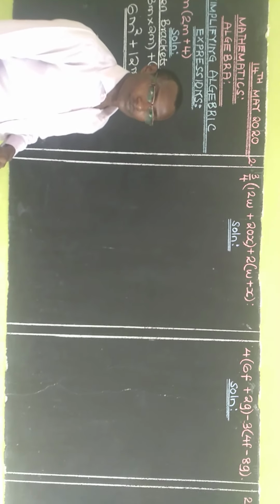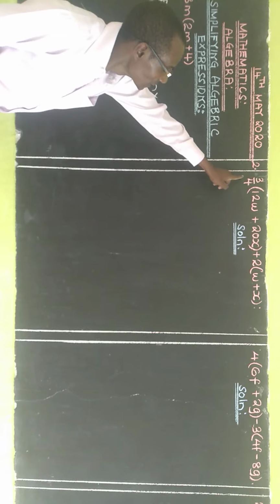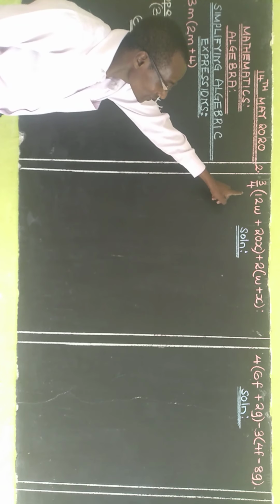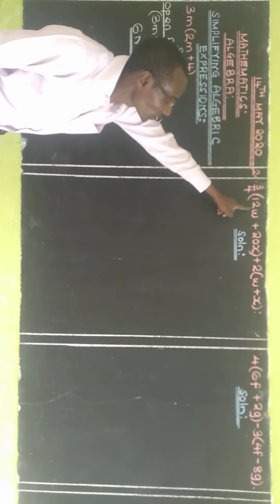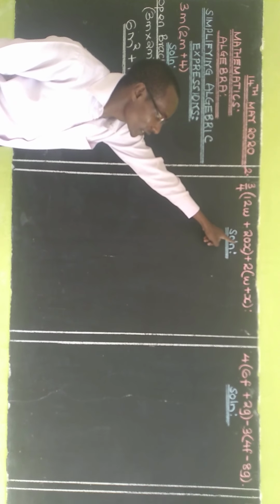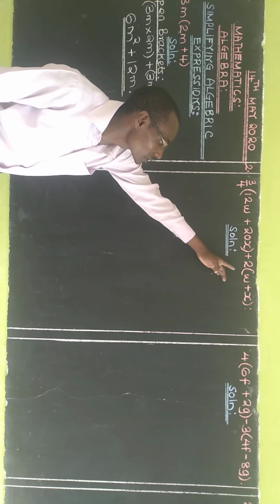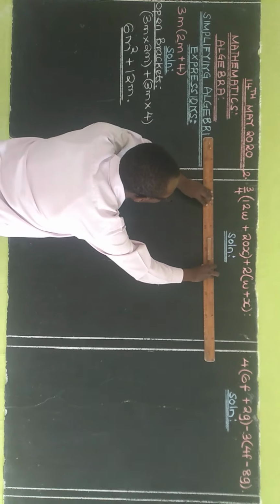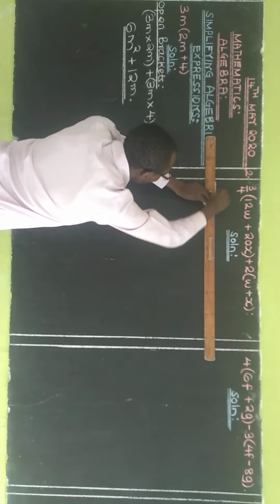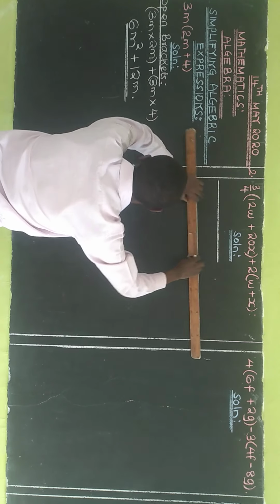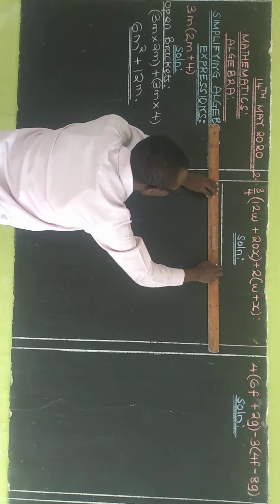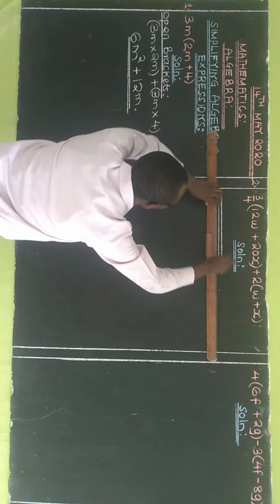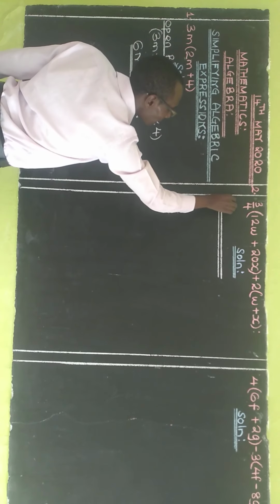Question number 2 reads, simplify 3/4 into bracket 12w plus 20x plus 2 into bracket w plus x. So in this case, whereby now you have 2 brackets, I say when you have 2 brackets, you will start by opening the very first bracket. So we will deal with the first bracket.